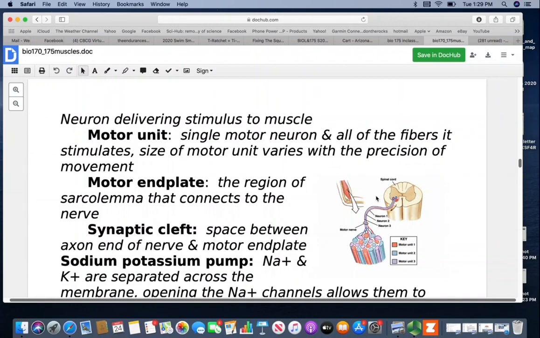So if you need a lot of precision, you're going to have this just go to a few muscle fibers. Someplace like your hands or your lips to be able to talk, you want to have really precise movements. So you may want to just move things a tiny little bit. Other places, like in your quadricep muscles, you're going to have really large motor units. All that does is move the knee back and forth. Extends the leg back and forth at the knee. There's not a lot of precision there.